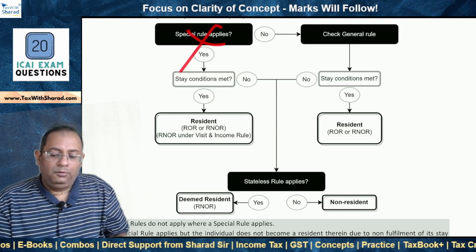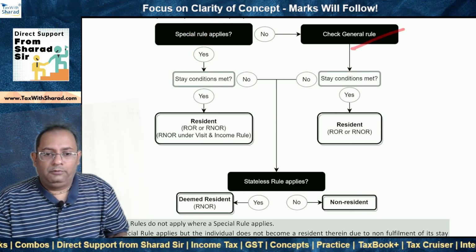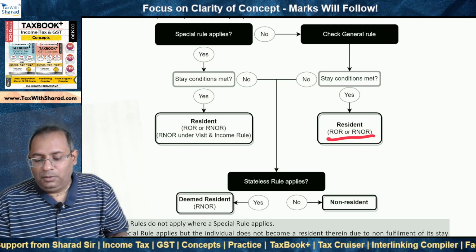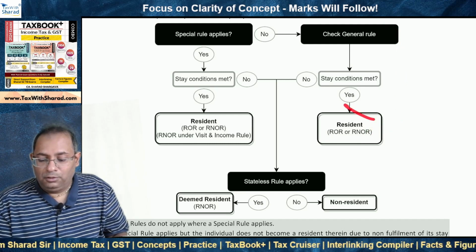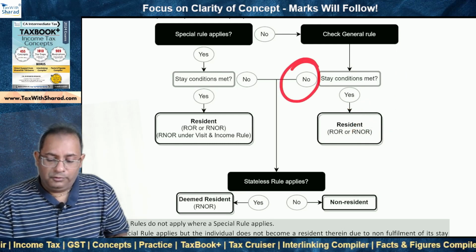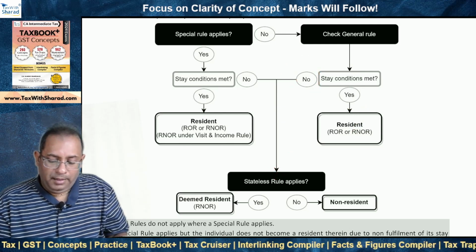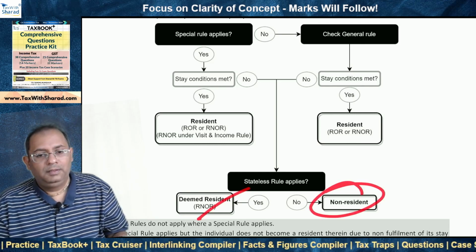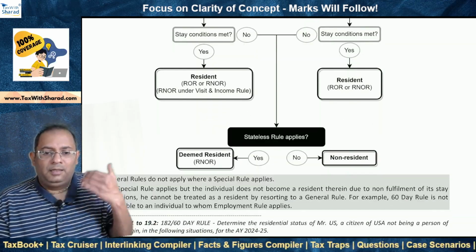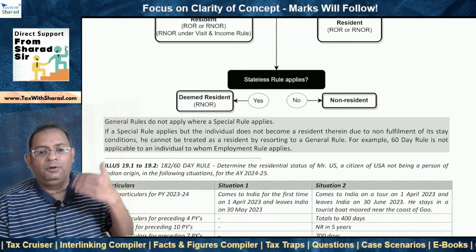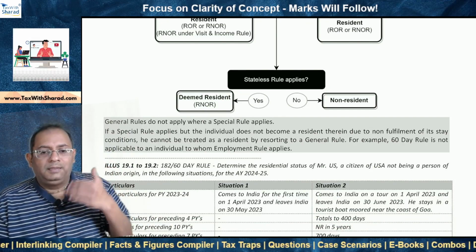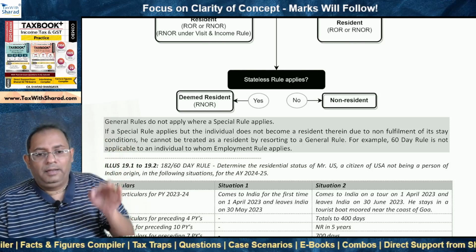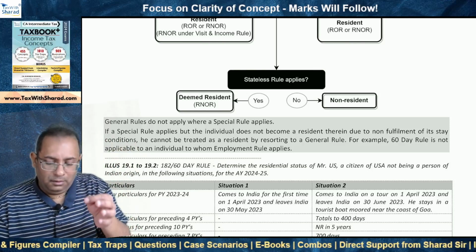If none of the special rules apply, then straight away go to the general rule and check whether the person will be a resident, and further ROR or RNOR. If the person is not a resident under the general rule, straight away go to the stateless rule and check whether it applies or not. If yes, the person is RNOR, else a non-resident. So in a nutshell, what it means is that if you are not able to categorize an individual as a resident under any of the rules, then at the end the person will become a non-resident.